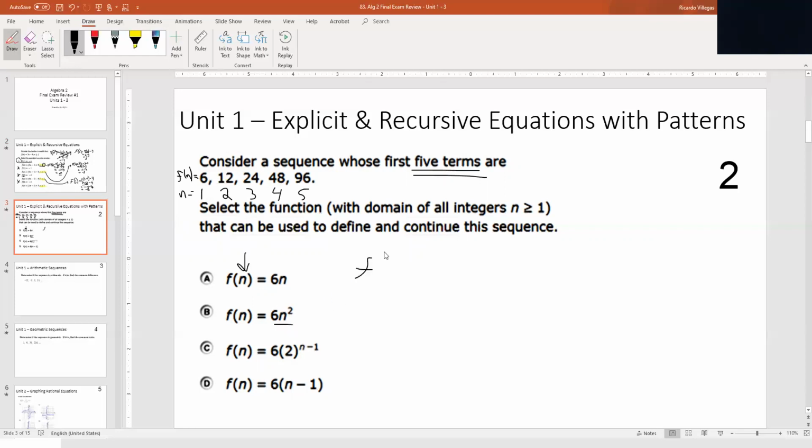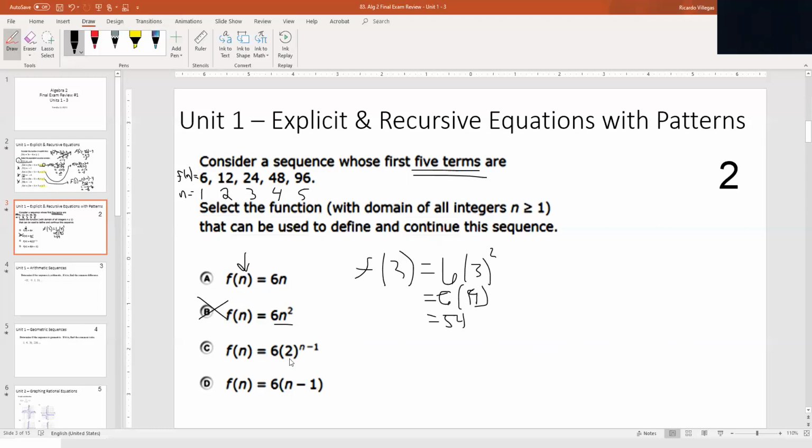So I'm gonna say f of, and I'm just gonna choose 3. So f of 3 is equal to 6 times 3 squared, and 3 times 3 is 9, and then 9 times 6 is 54. So when I plugged in the 3, did it give me 54? No, it gave me 24. That means B is not it. Okay, and then you would work all these out as best as possible.